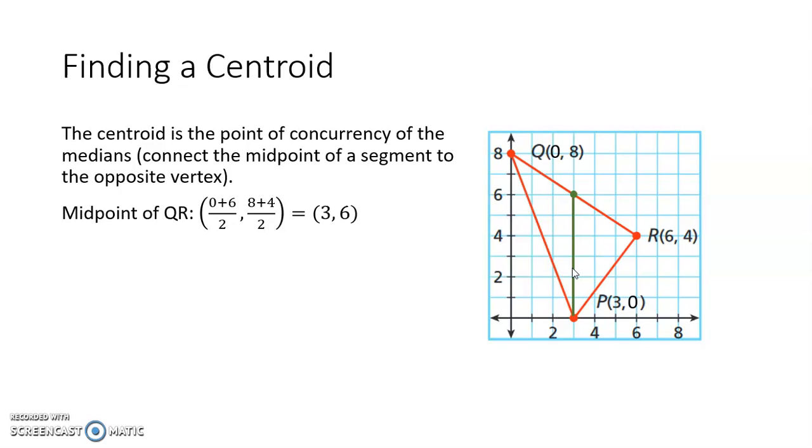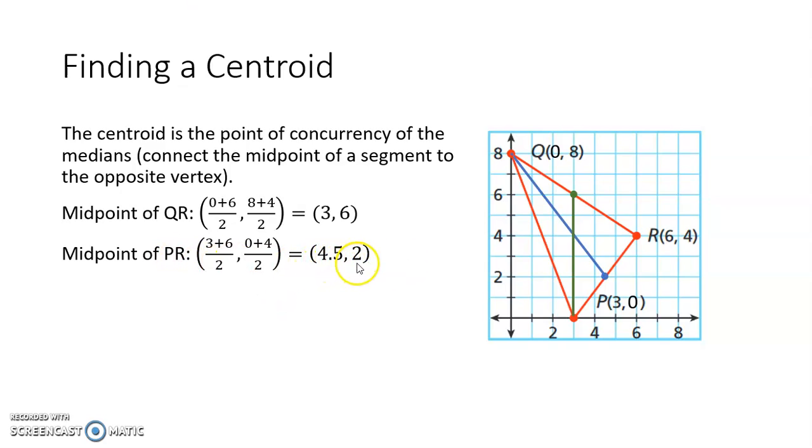Now the next median, I'm just going to do the same process again. I find the midpoint of PR, again by averaging, and then I'm going to put it here and then connect it to this opposite point. The midpoint of PR was the point (4, 2). So I put that on this line over here. And then I used a ruler to connect it to the opposite vertex.